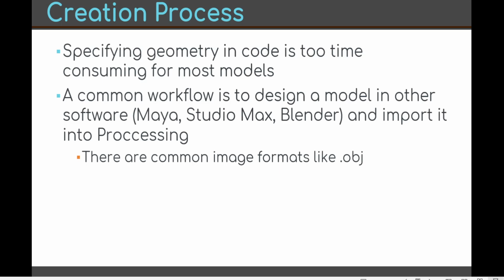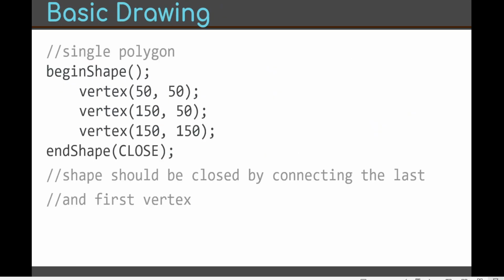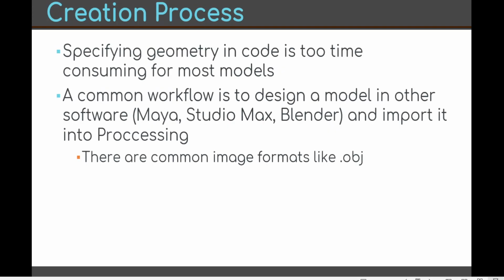So most of the time, doing this is a waste of time. We have better tools to make shapes, like Maya, Studio Max, Blender, 3ds Max. So we can make models in software that is good for making three-dimensional models, and then we just simply import those into Processing. The classic file format that we use is OBJ files, object files.